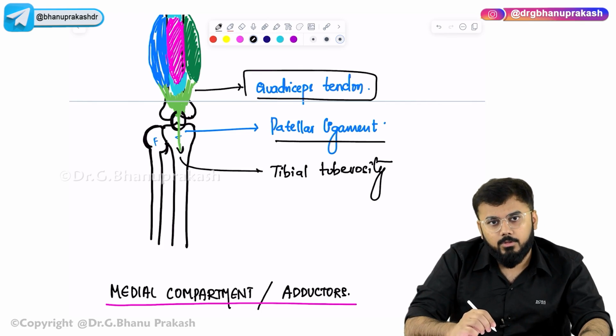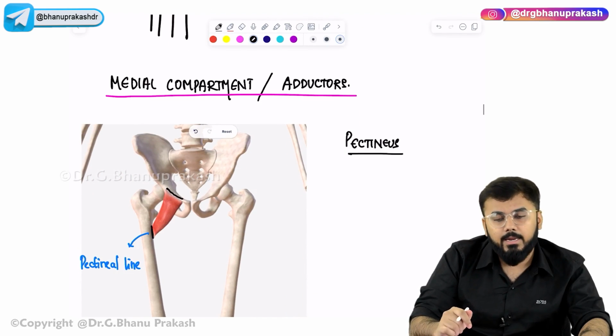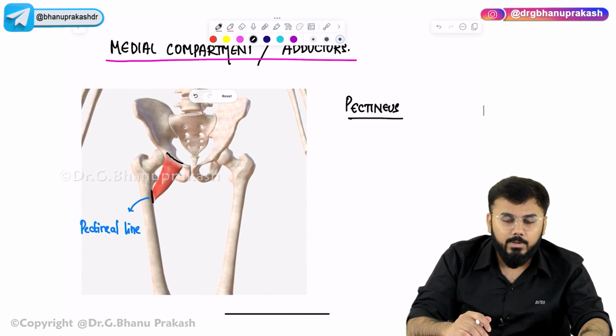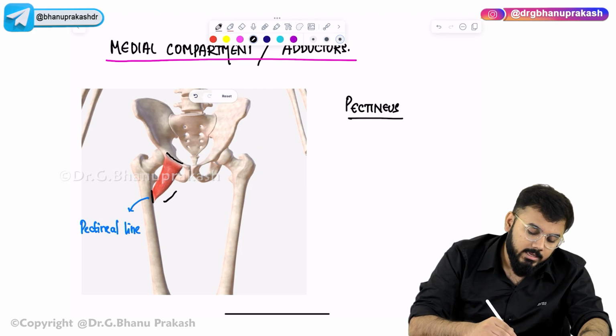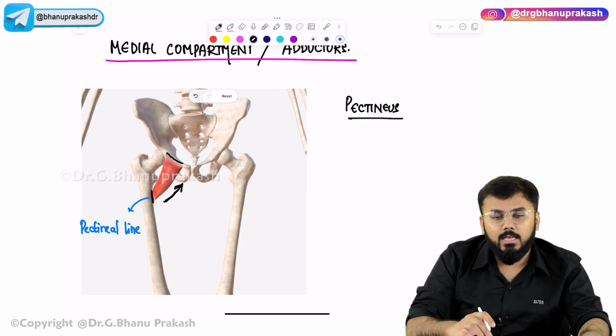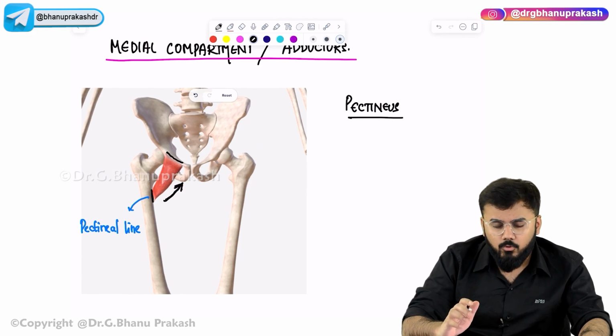Tibial tuberosity. Okay. Next important thing is the medial compartment. So all the muscles of the medial compartment are pulling the thigh medially like this. That is why they are all called adductors. So what are the muscles over here?